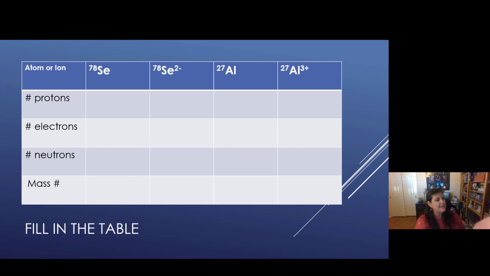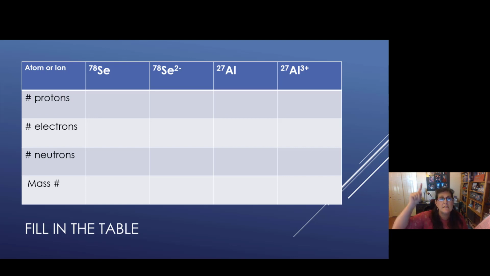All right, we're back. Se. If you look for Se on your periodic table, it's number 34. 34 is protons, which never changes. So both of the Se have 34 protons. Now, the Se without a charge is an atom, so it has the same protons and electrons, 34. Now the Se with the minus 2 charge gained 2 electrons, so it went from 34 to 36.